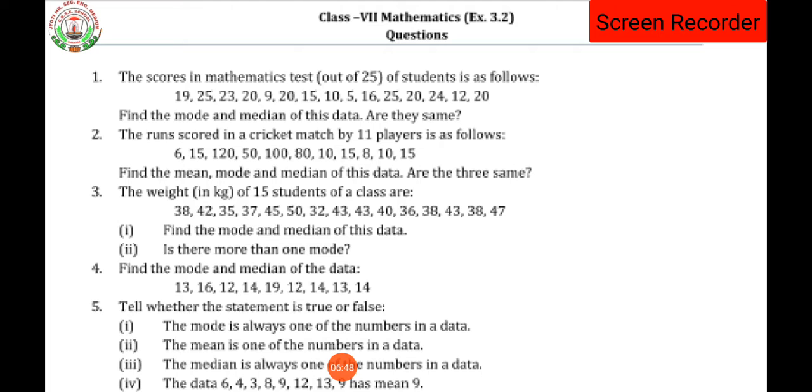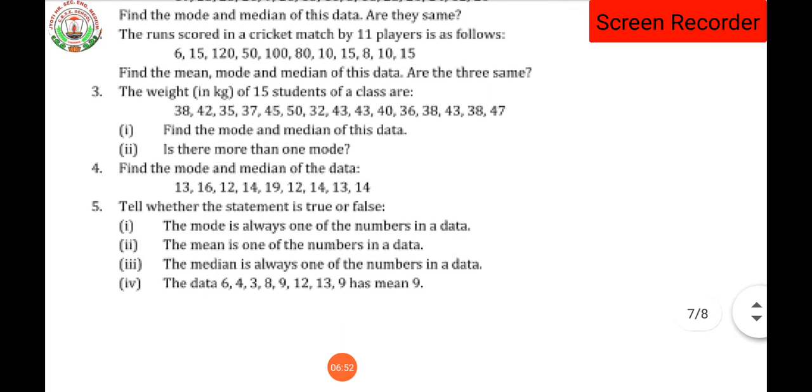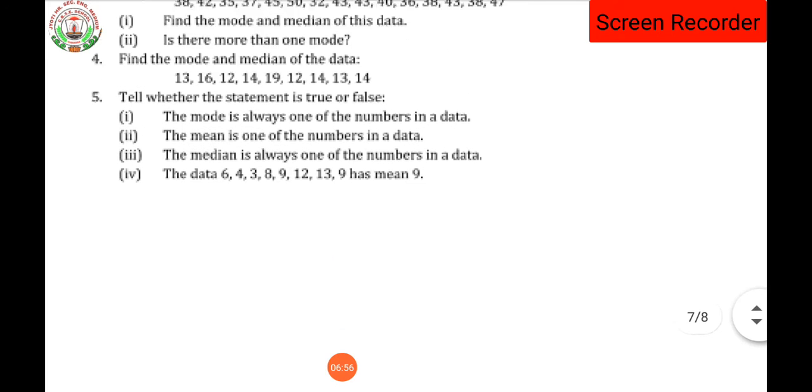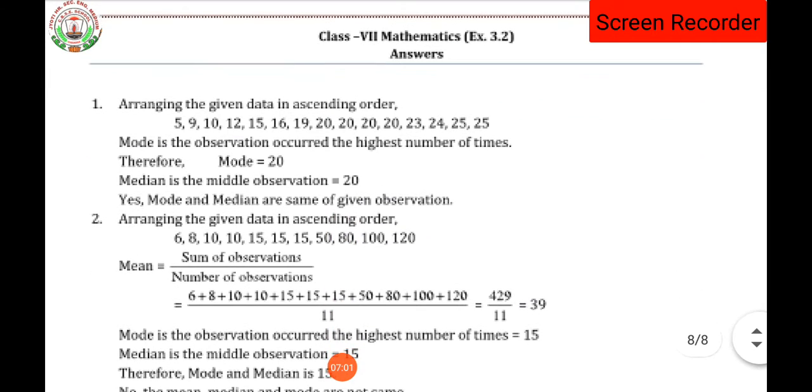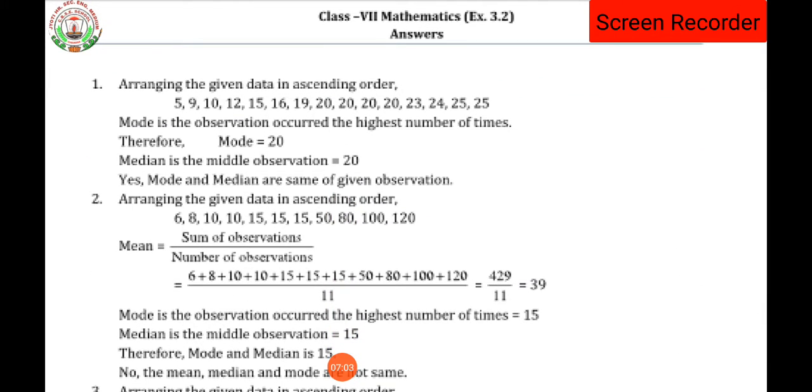Now the next, fourth question, we are having: find the mode and median of the data. Here also we have to find the mode and median. Now question number 5 is true and false, so we are going to see that. Now here we have the solution. So first thing, as I told you, we have to arrange the data in order to find the mode and median.